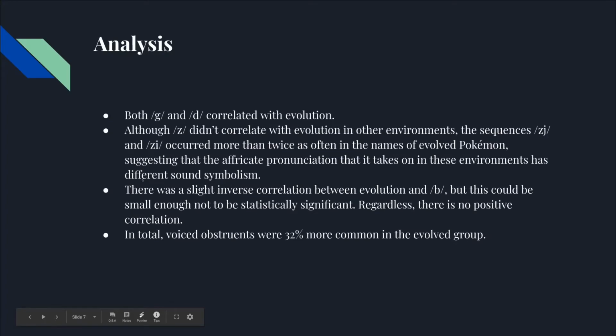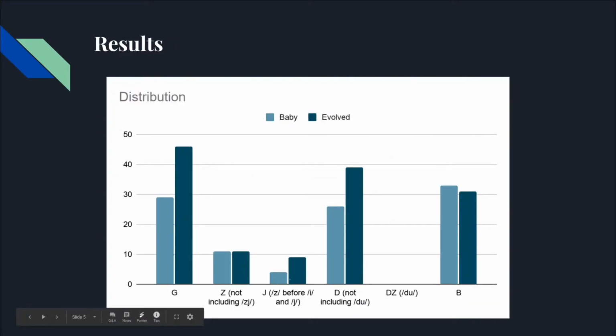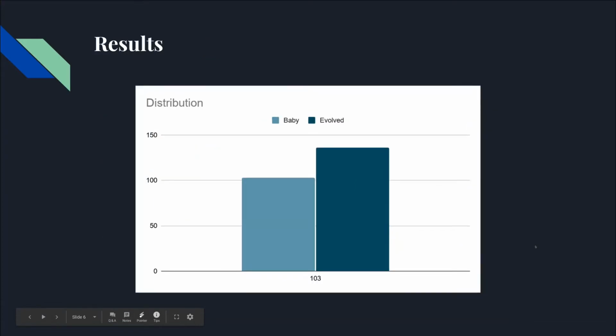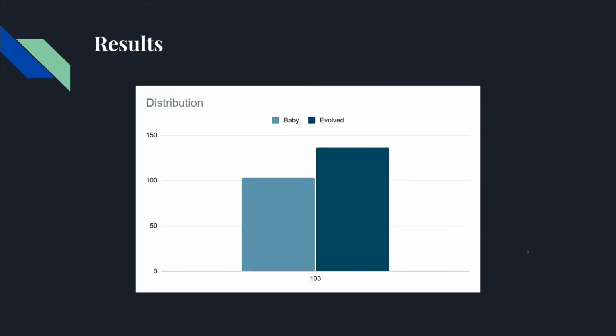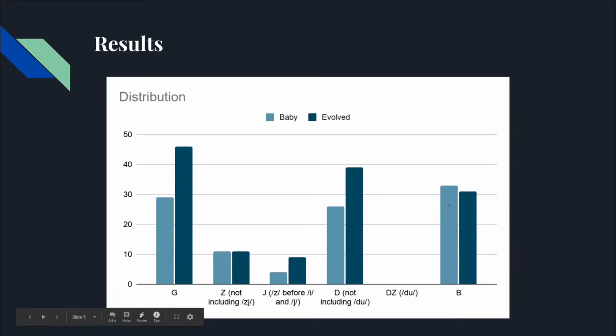Yeah, so both g and d correlated with evolution, but z didn't correlate with evolution except before y and e. So if you look here, you can see this is more than double. So it seems to me that the affricate pronunciation j has different sound symbolism than z, which is why I counted it differently. There was a slight inverse correlation between evolution and b, but I think this is just noise statistically.